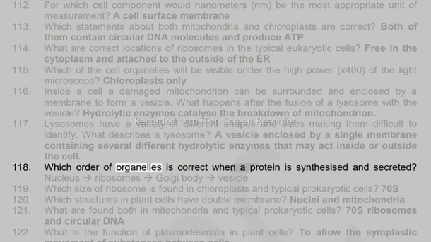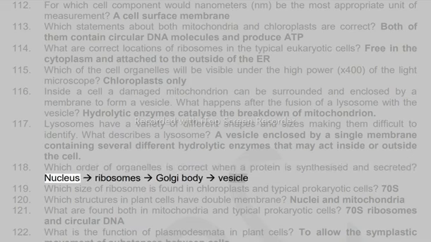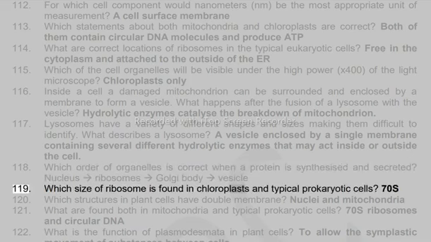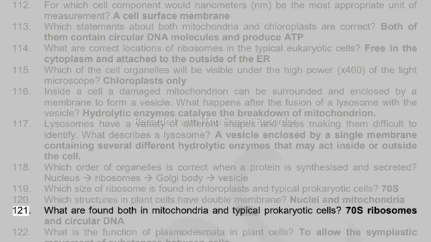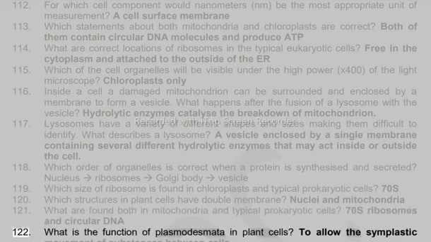118. Which order of organelles is correct as a protein is synthesized and secreted? Nucleus, ribosomes, Golgi body, vesicle. 119. Which size of ribosome is found in chloroplasts and typical prokaryotic cells? 70S. 120. Which structures in plant cells have double membrane? Nuclei and mitochondria. 121. What are found both in mitochondria and typical prokaryotic cells? 70S ribosomes and circular DNA.